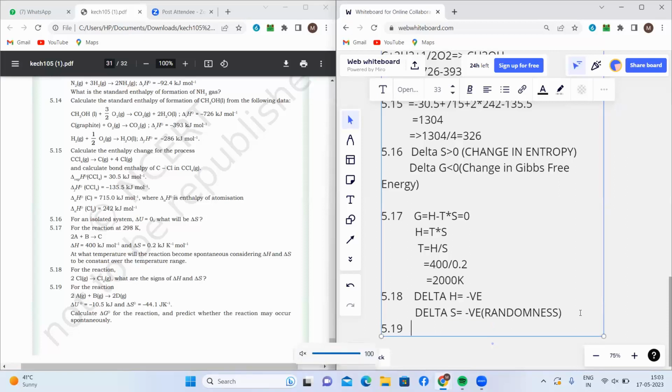5.19 ठीक है, इसमें क्या बोला अपने को, इसमें अपने को रिएक्शन दी हुई है 2A + B गिव्स 2G, डेल्टा यू दिया हुआ, डेल्टा एस दिया हुआ, डेल्टा G निकालना है. सिंपल एनफ क्वेश्चन, द सेम फॉर्मूला, G इज इक्वल टू H माइनस T मल्टीप्लाइड बाय S. सो हियर वी हैव टू कैलकुलेट G. H कितना दिया हुआ है अपने को, H नहीं दिया हुआ, H भी निकालना है.